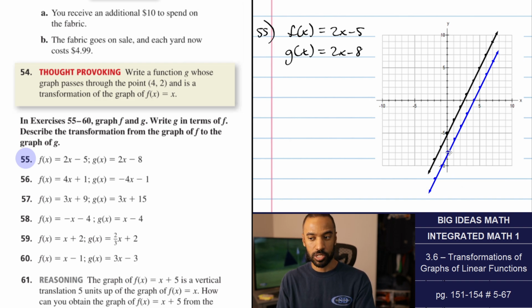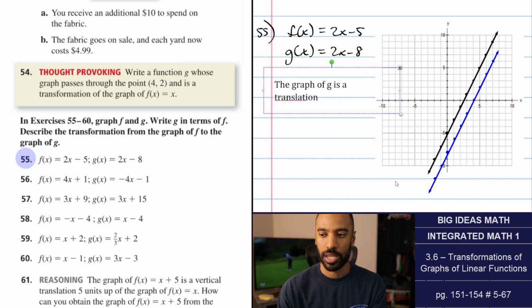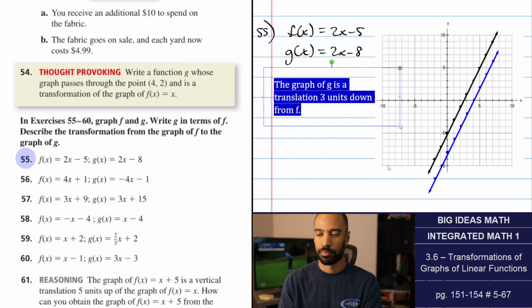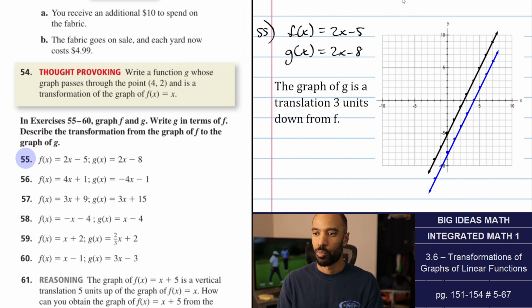Does that not make sense that it should be a negative 8 y-intercept there? It totally looks like it, right? So the graph of G is a translation 3 units down from F. That's it. There we go. Weird spacing, sorry.